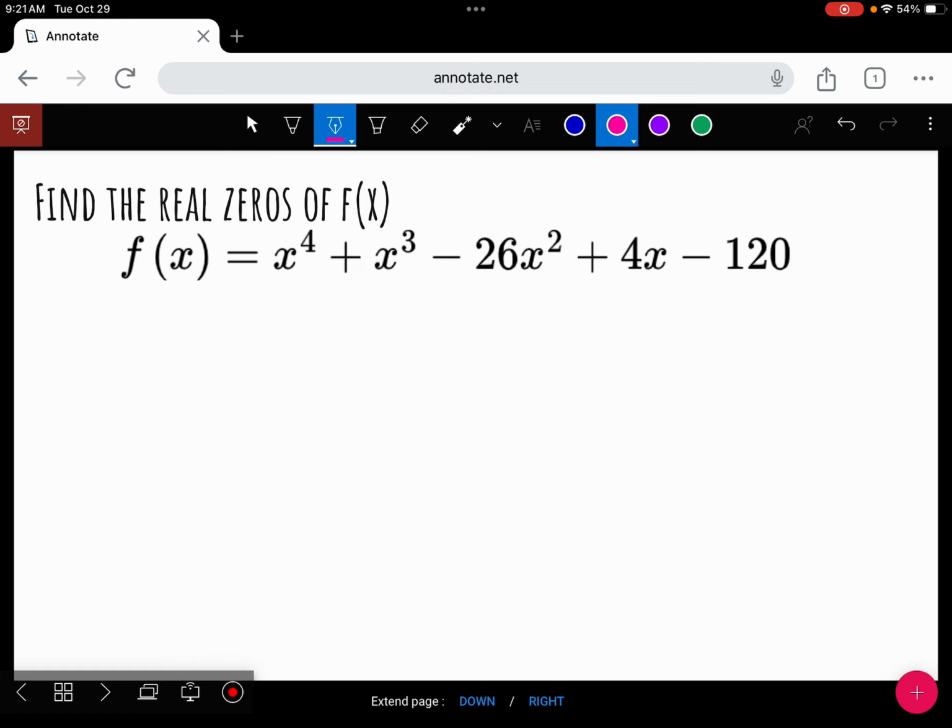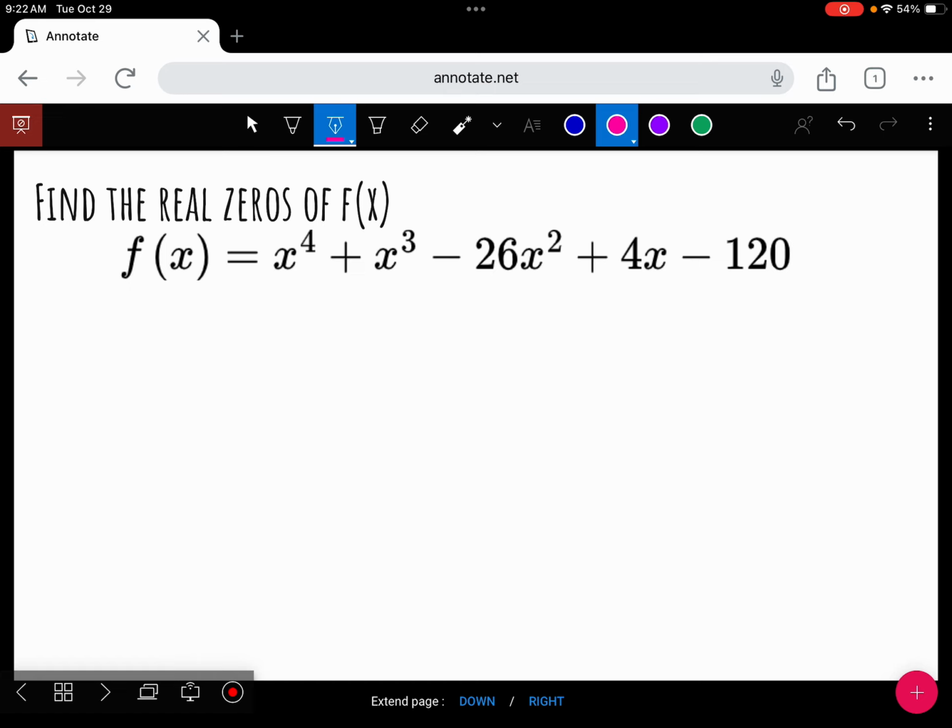So we're going to try and find all of our real roots. We've got x to the 4th plus x cubed minus 26x squared plus 4x minus 120. Hey, at least y'all get to use calculators. Last year they didn't, and it was the same exact questions. Just saying. We did a whole lot more synthetic division instead of typing into the calculator, because that was how we would do our substitution.